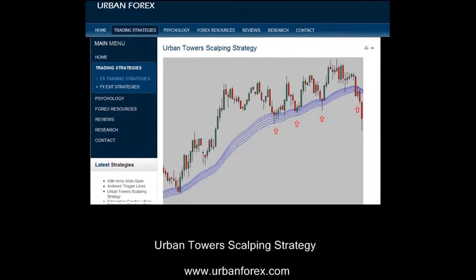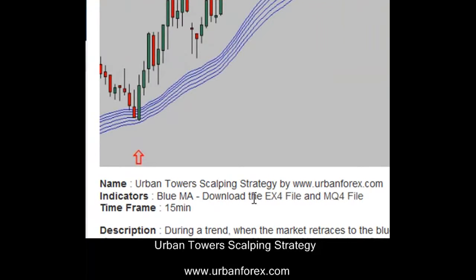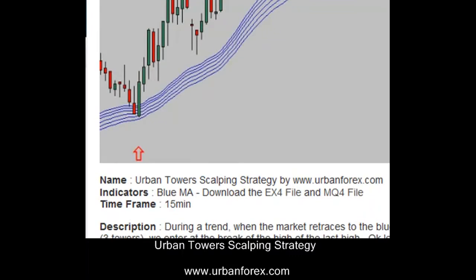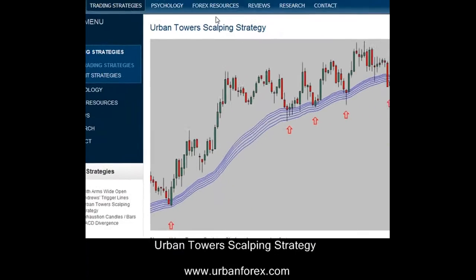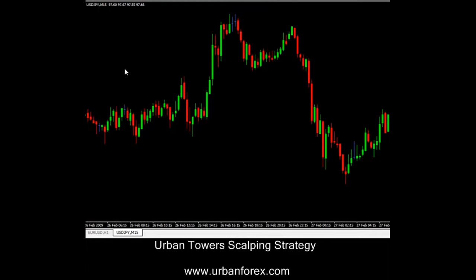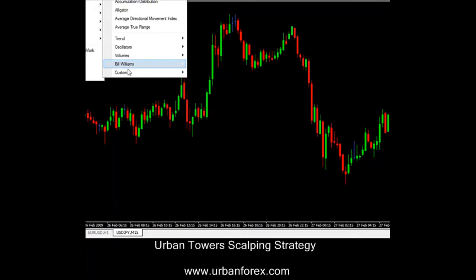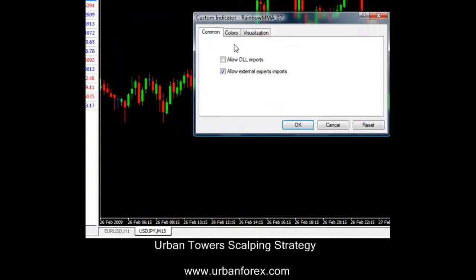You can get the indicator right underneath the chart on the website. You'll see download the ex4 file and mq4 file, and you can get the indicators from there. If you don't know how to install the indicator, under Forex Resources you can click MT4 tutorials and it can guide you how to do that. But anyways, getting back to it, US dollar Japanese yen.